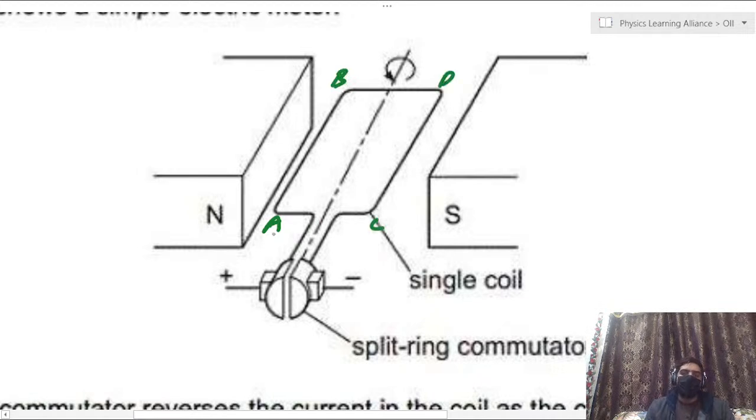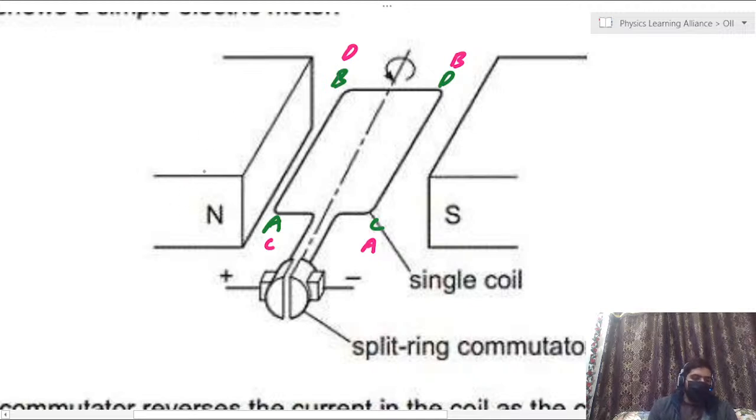All right. As the coil rotates and it completes half a rotation, this side would now be AB and this side would now be CD. Now there comes the purpose of the split ring. You see, the coil CD would now be connected to the positive terminal of the battery, and AB would now be connected to the negative terminal of the battery.